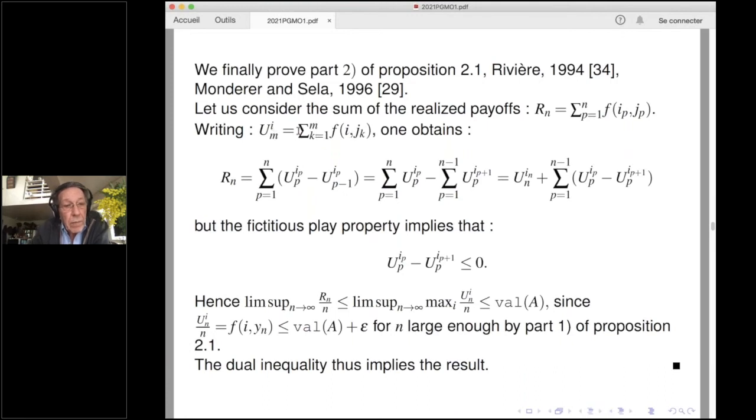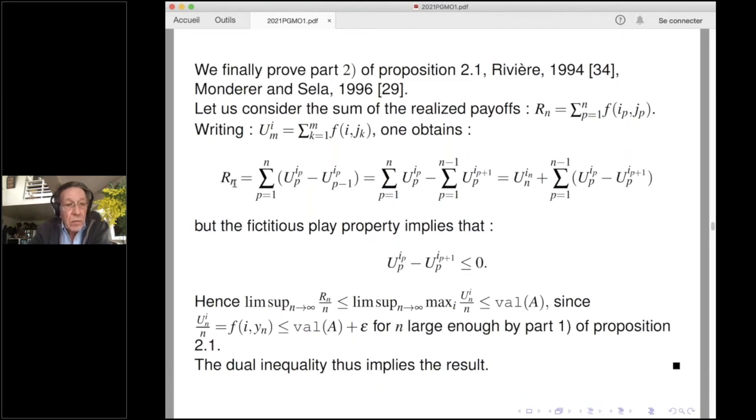U_i^m is the payoff that you get if you use y against the previous moves of your opponent up to stage m. Since everything is linear, taking the average here is the same as taking the average inside, and y is the best reply to the average. So you get this property here. It means that all these terms here are negative.